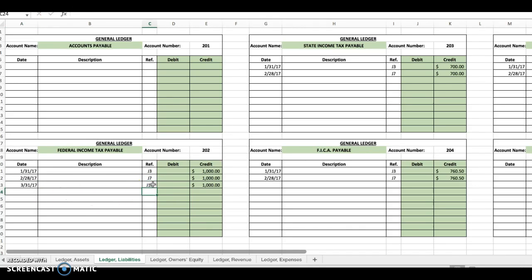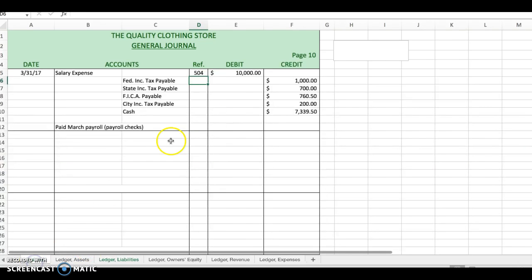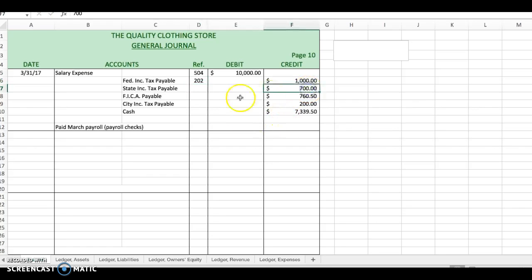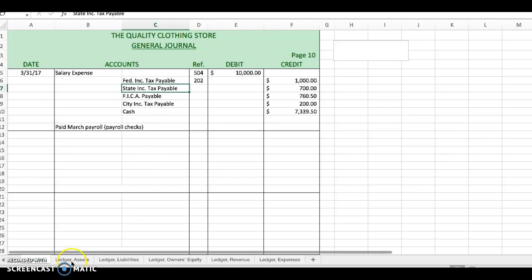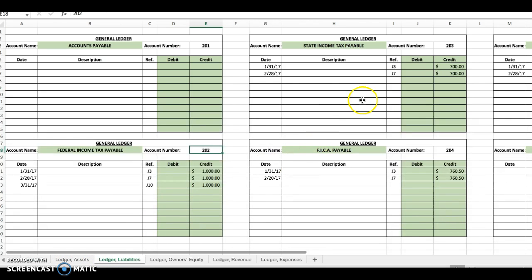This is page 10, and this is again federal income tax payable, account 202. Back in the journal, I put in the reference column account 202. And you see how this is going to happen. $700 is going to state income tax payable. Again, a liability, 331.17, $700. Now, in some companies, this will vary from month to month, but for ours, it's the same every month.